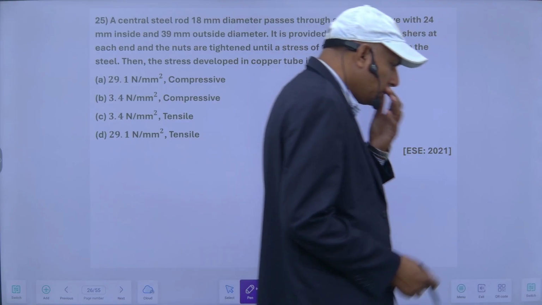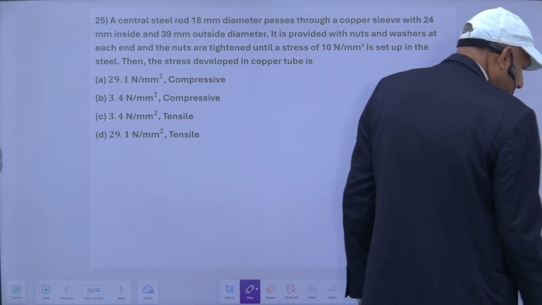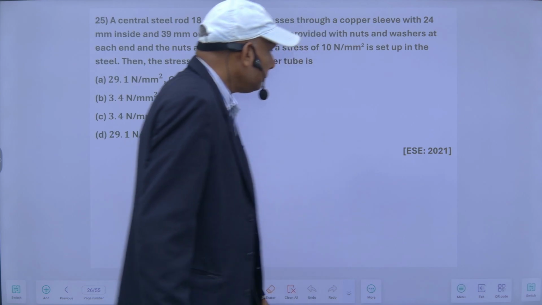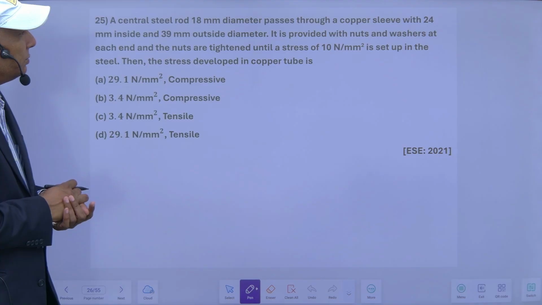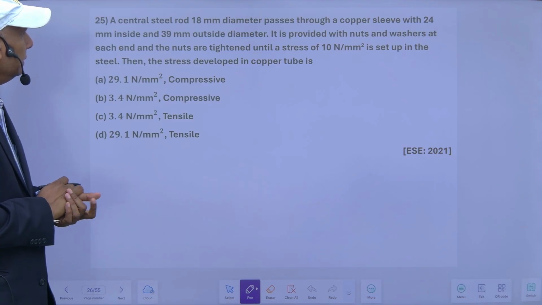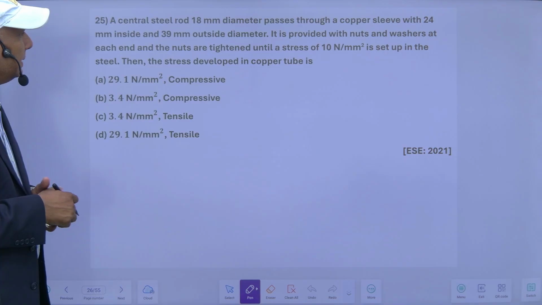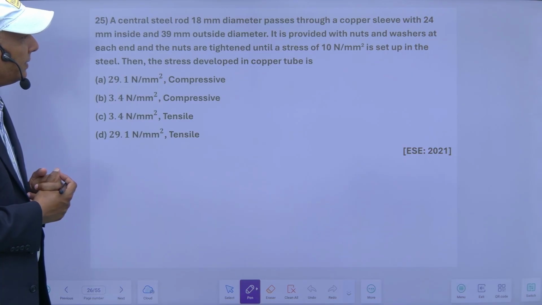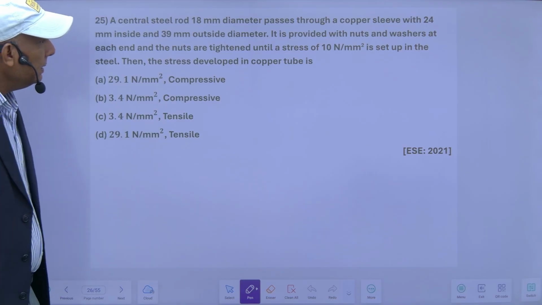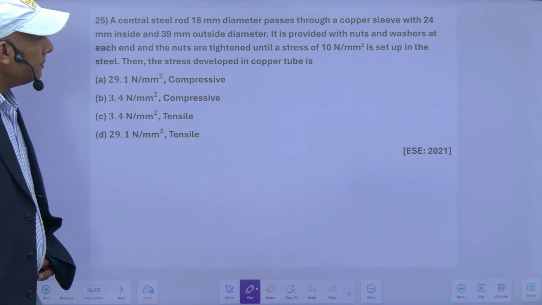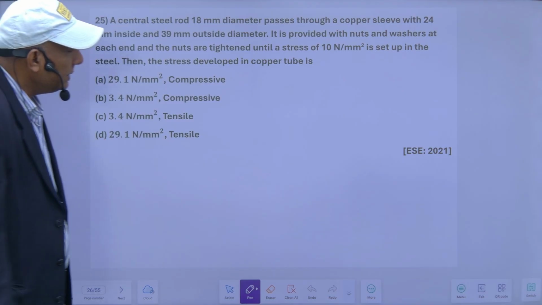Second one: a central rod of 18 mm diameter passes through a copper sleeve with 25 mm inside and 39 mm outside diameter. It is provided with nut and washers at each end, and the nuts are tightened until a stress of 10 Newton per mm square is set up in the steel. So this is like this.